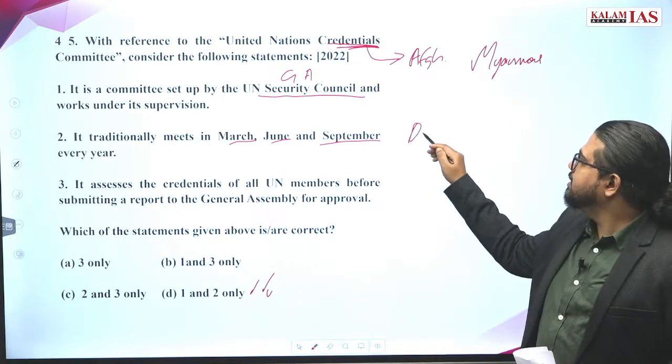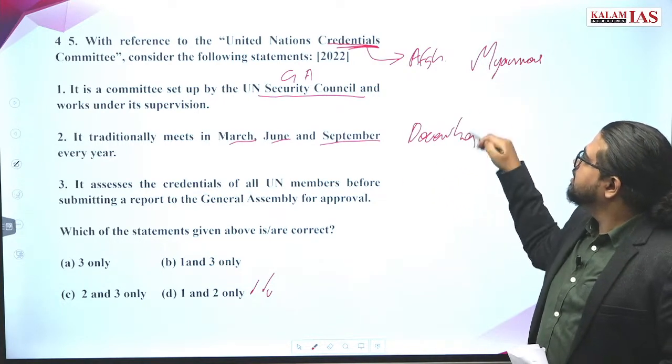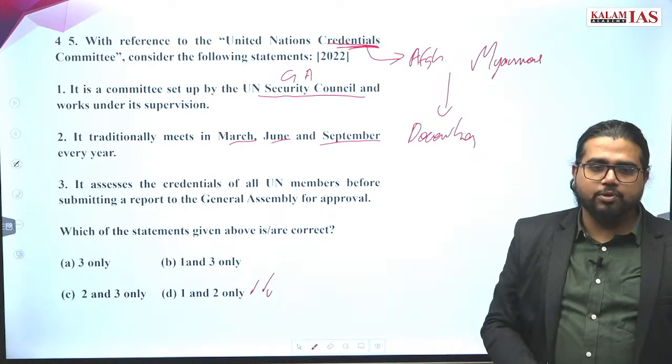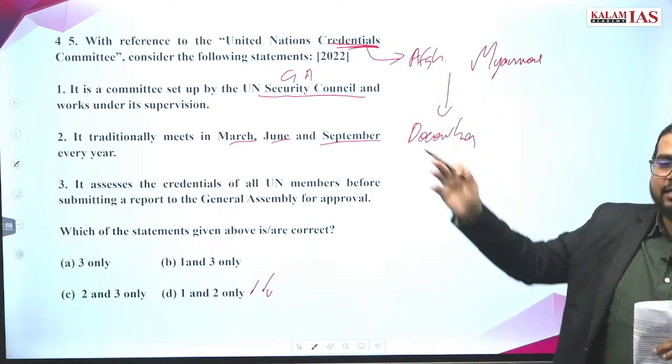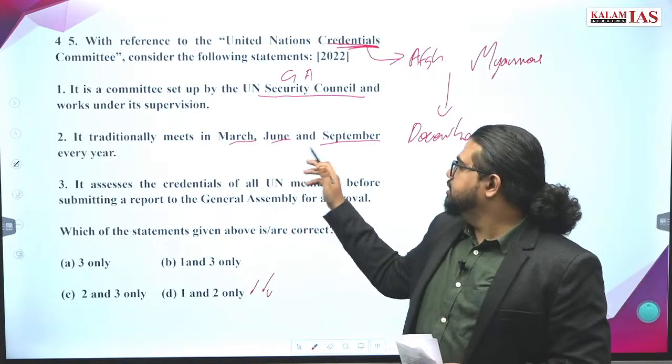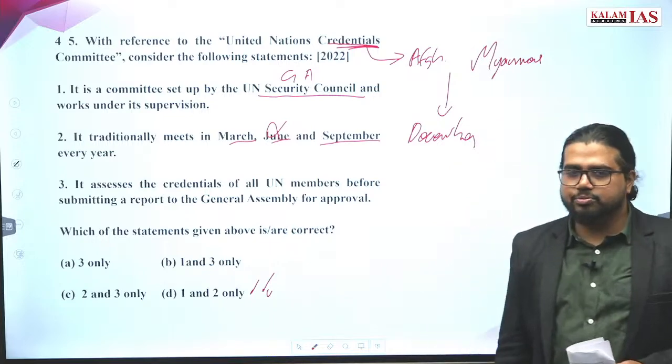It mostly happens in December. So this credential committee is formed somewhere in November, or 1-2 months before that, and before the meeting it will submit its report to the UN General Assembly. So these are all absurd months that are given. That is also absolutely wrong.